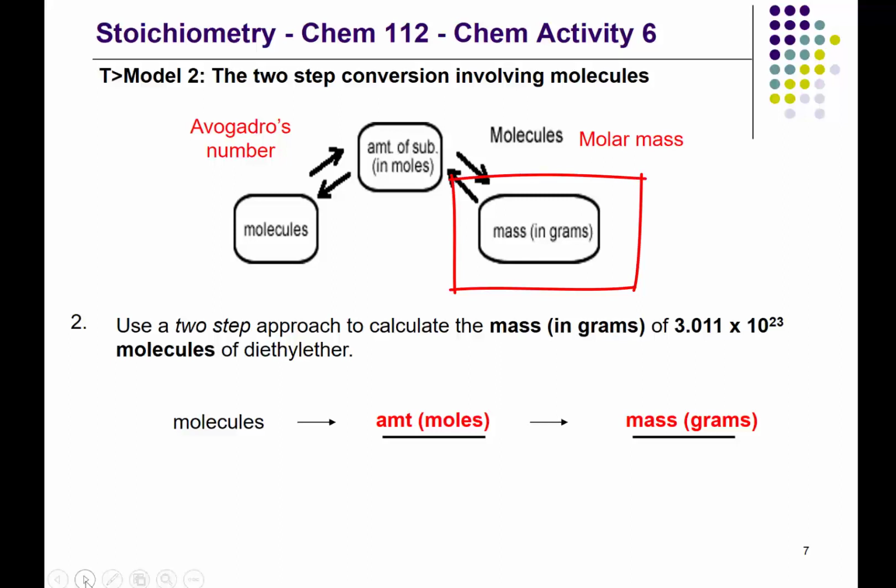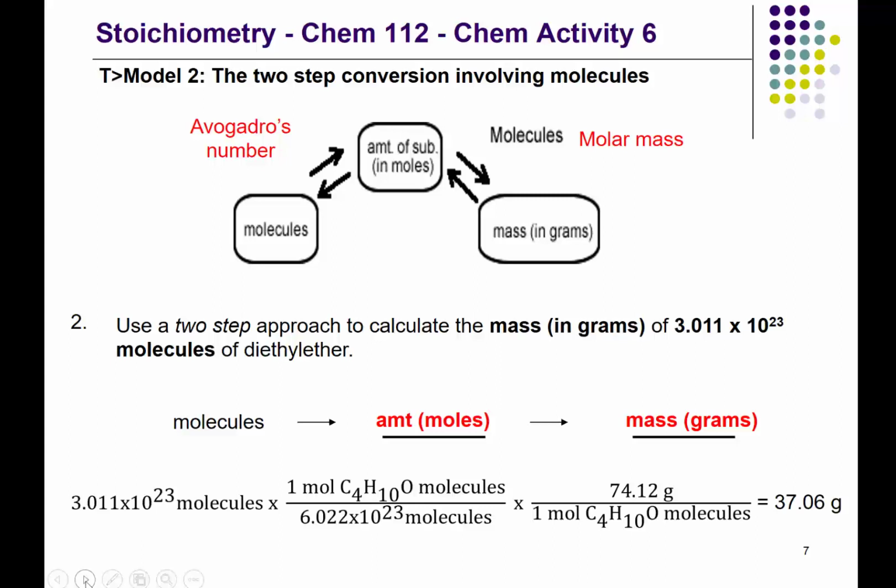So again, usually in a test or an assignment, I won't ask you to write out the unit plan, but I find it helpful to keep myself organized and thinking about what is the nature of this calculation. Then putting the numbers in is actually quite trivial. So here's the actual calculation. So I'm starting with my quantity, 3.011 times 10 to the 23 molecules. I then convert to the amount of the diethyl ether using the conversion factor 1 mole of C4H10O per 6.022 times 10 to the 23.